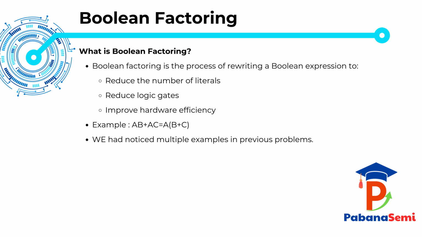Now let us understand Boolean factoring. Boolean factoring is the process of rewriting a Boolean expression by taking out common variables or terms, similar to algebraic factoring in mathematics. Basic factoring rule. Consider this expression, AB plus AC. Here A is common in both terms, so we factor it out as A times B plus C. This reduces two AND gates into one AND gate and one OR gate. We had noticed multiple examples in previous K-map problems.